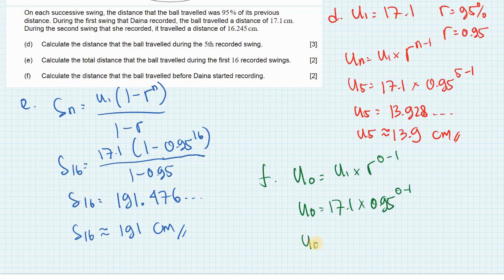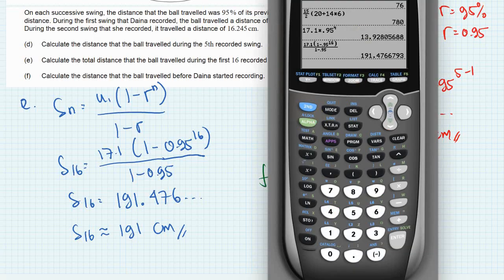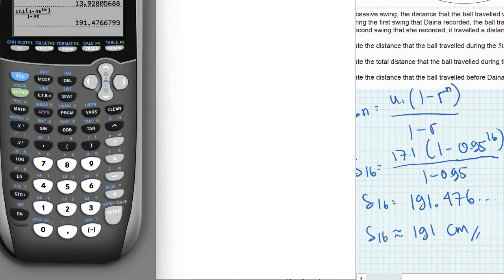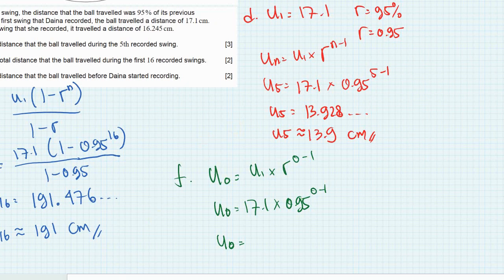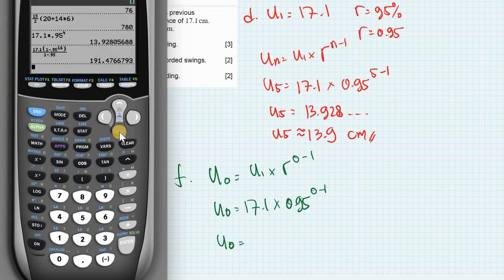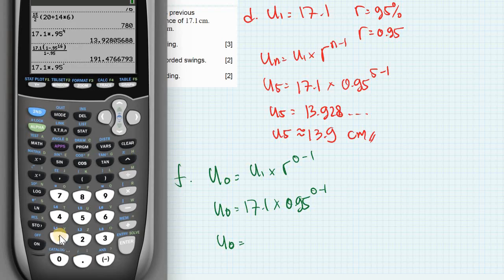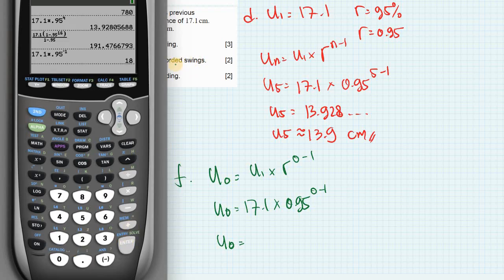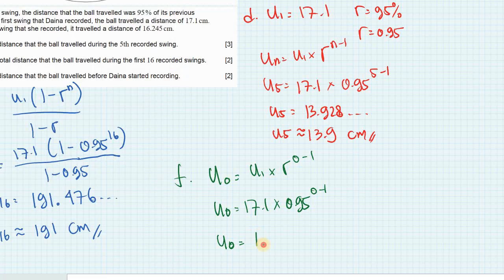So U0 is equal to, okay, oops, what happened? Sorry, I pressed something. Okay, we have 17.1 times 0.95 to the power of negative 1. Enter. We have exactly 18 centimeters. Okay, this is for this question.